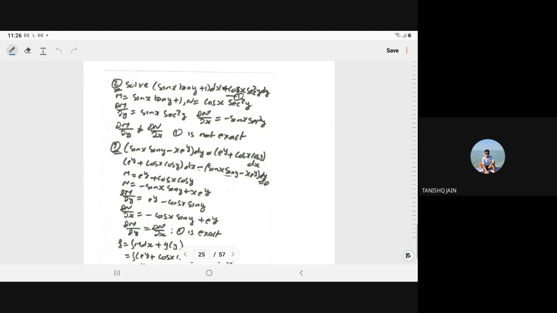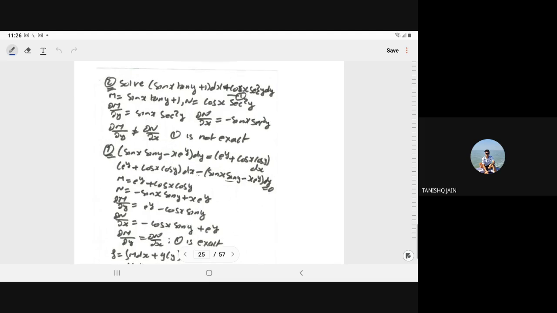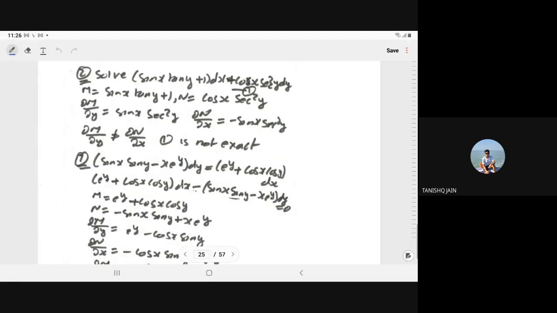What is the meaning of the partial derivative? When we are doing the partial derivative, we always keep the other variable as a constant. So ∂M/∂y means we have to differentiate with respect to y only, right? This will remain as a constant: sin x, and the derivative of tan y is sec² y. When we compute ∂N/∂x, sec² y is the constant and the derivative of cos x will be minus sin x.